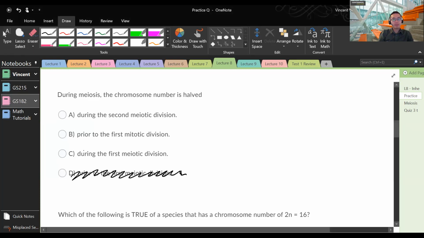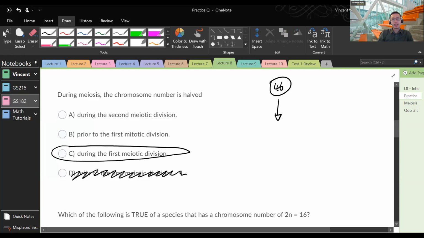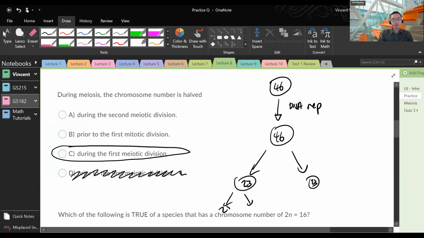It is going to be halved during the first meiotic division. So remember, 46, and then after DNA replication, it's still going to be 46, and then it's going to be 23, and then the split again is 23, 23. I know I confused you earlier, but this is the correct answer. So copy this if you need to.